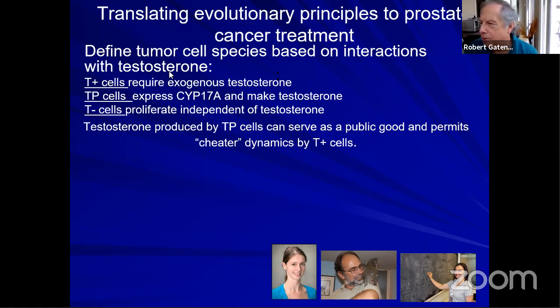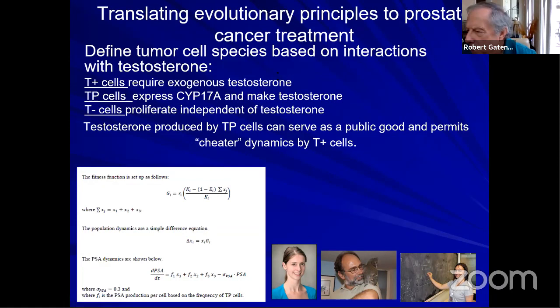And you can have what are called cheating dynamics, where the T+ cells, which require exogenous testosterone, can begin to use this testosterone made by this other subpopulation to permit proliferation. And of course, that brings in some really interesting dynamics, because they can benefit from the testosterone production while not actually bearing the cost of it. And this idea of public goods and cheater dynamics, I think, is probably important in some of the ways that we see the dynamics going on clinically.